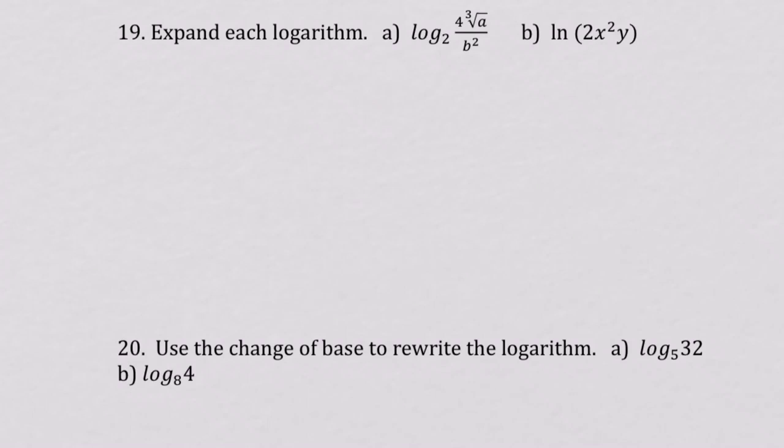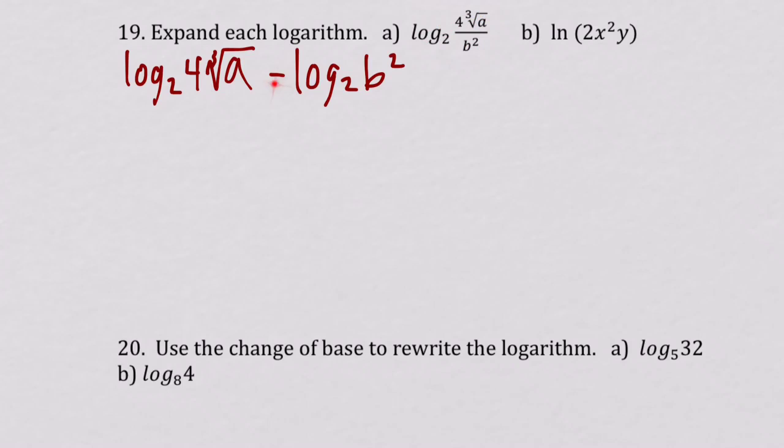19, expand the logarithm. What you're going to do here is the opposite of what we just did in the last one. Okay, I notice a fraction here, I notice division, that means subtraction. So I'm going to write two logarithms, one for the numerator, one for the denominator. It's going to look like this. Log base 2 of 4 times the cube root of a minus log base 2 of b squared. So why am I using minus? Because these are being divided, right? Dividing the inputs means subtracting the logarithms, keeping the same base, base 2.